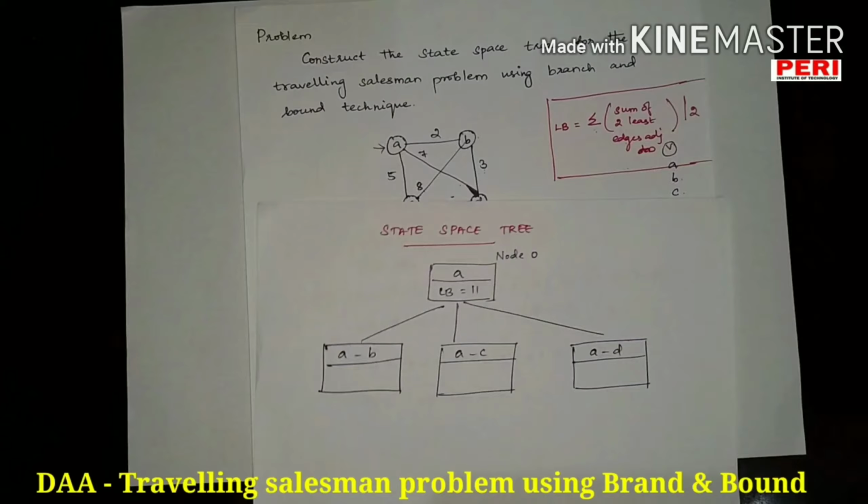The topic is from the subject Design and Analysis of Algorithm, Unit 5, Coping with the Limitations of Algorithmic Power. The topic is the Traveling Salesman Problem using Branch and Bound. This video is a continuation of the previous video. In this video, we'll find the lower bound for the A to B path and the optimum solution for the traveling salesman problem. Let's get into the topic.